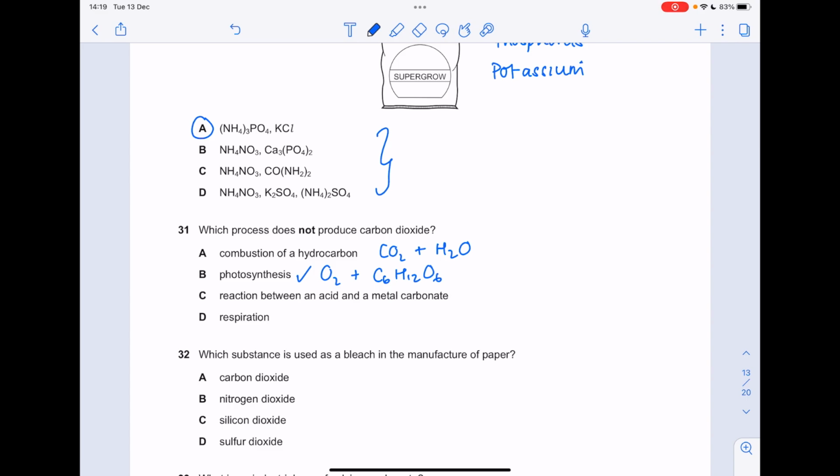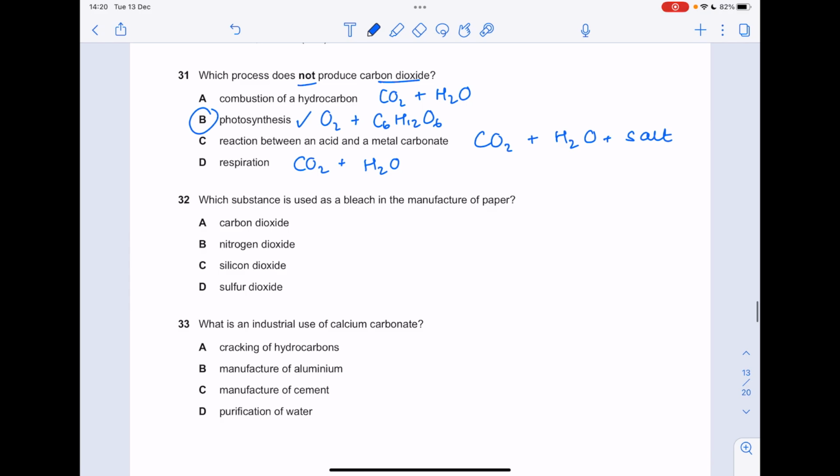Just to check C, reaction between an acid and a metal carbonate produces carbon dioxide, water and a salt. And respiration produces carbon dioxide and water. So between A, B, C and D, it's photosynthesis which does not produce carbon dioxide. Which substance is used as bleach in the manufacture of paper? It's actually sulfur dioxide, another fact you just need to learn.